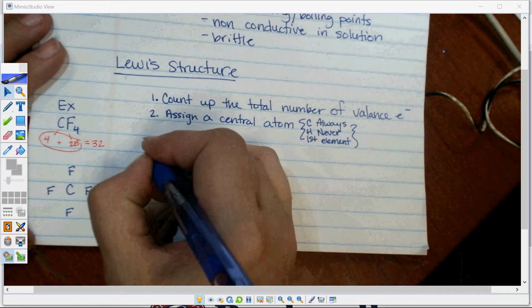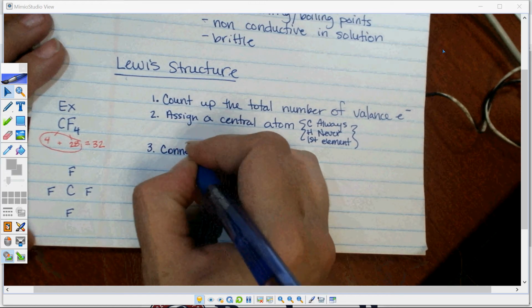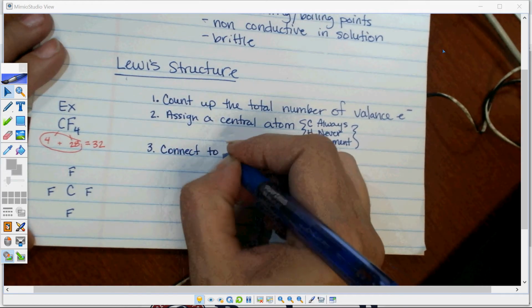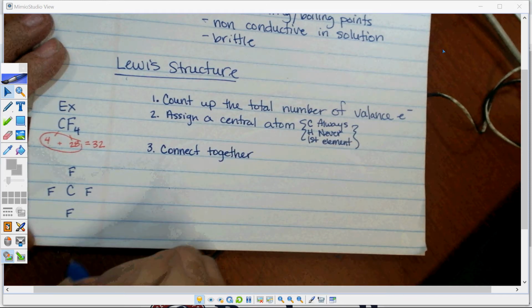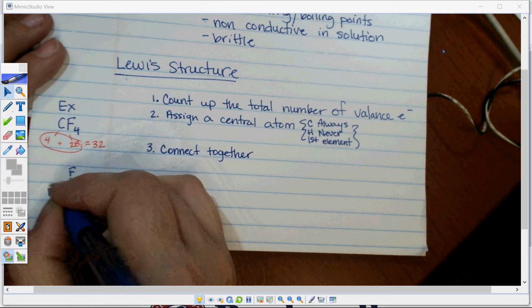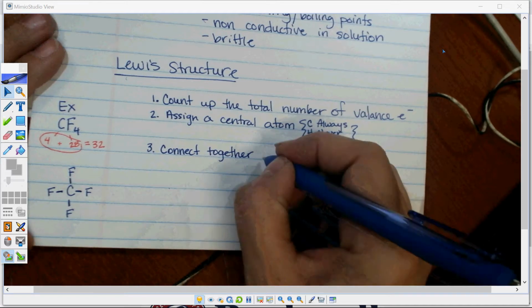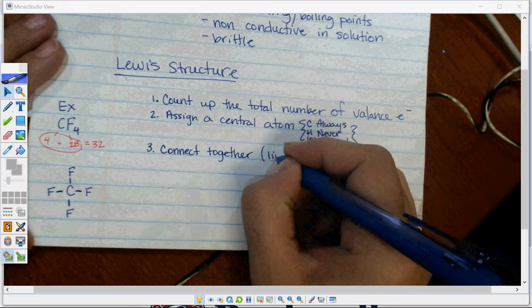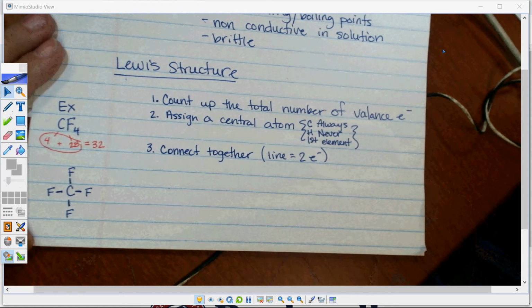The next thing you have to do is connect it together. So if we're making a compound, connecting this together means they're sharing some electrons. So I represent that by using a line. A straight line means a pair of electrons. The line equals 2 electrons.